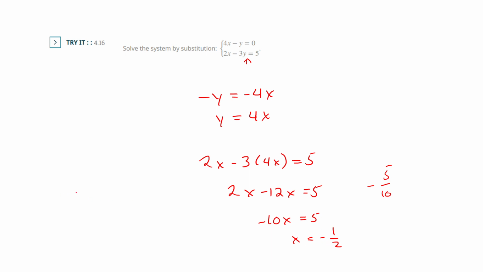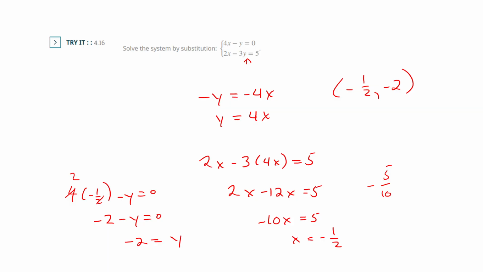Now let's find y. I'm going to use the top equation. I could use either one. Okay, now this cancels down. I'm going to get -2 minus y equals 0. I'm going to do this in a little tricky way. Do you see I could just send that over? Y is going to be -2. There's my solution.